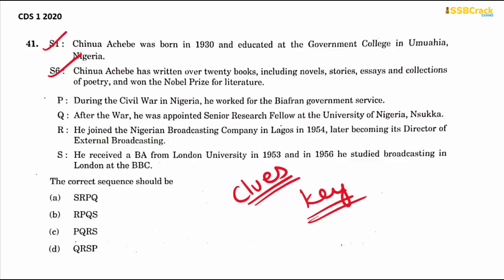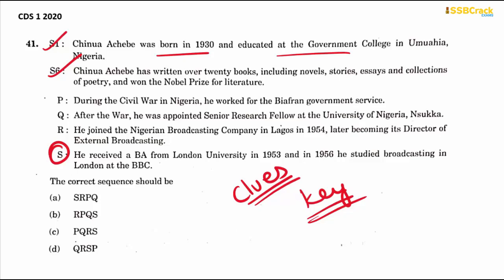Now, look here. Chinua Achebe was born in 1930, educated at the government college, etc. So basically it was talking about his birth and then his education. If you scan through these 4 sentences, you will find sequence S is talking about the education of Chinua Achebe. He received a BA from London University in 1953, and in 1956 he studied broadcasting in London at the BBC. Always remember, you have to connect the dots and there should be continuity in between. So when the first sentence is talking about the birth and education, the second sentence will also be a continuation of the first sentence. That means it will contain some information about his education itself.